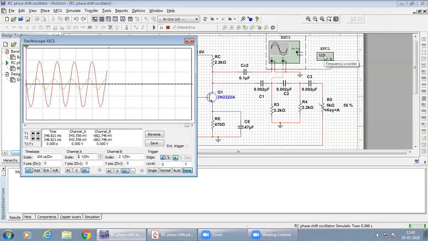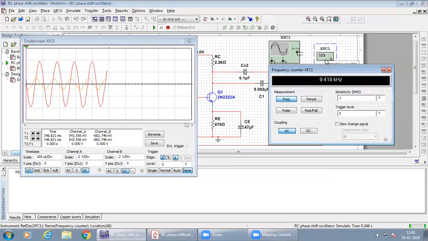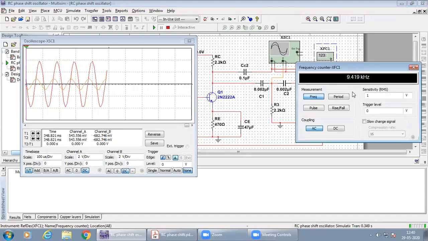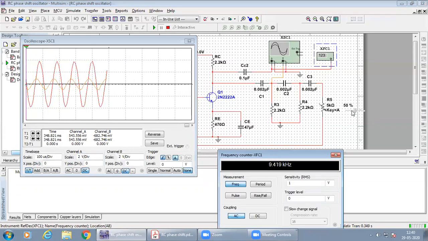Now let's see what the frequency of oscillation is. I'll just click on the frequency counter. It gives me the frequency of oscillation directly. It gives me 9.4 kilohertz. As per the design, it is 10 kilohertz. What we have obtained by adjusting the pot is 9.4 kilohertz. Now let's go for the measurement of the phase shift.